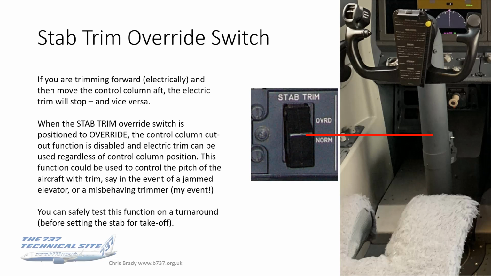This again you can safely test on your next turnaround. Again, please don't do it in flight. Please don't do it if you've already set the stab for takeoff. So at an early stage in the turnaround, try it. Try moving the control column forwards, and then trimming aft. And you know you won't be able to. If you move the stab trim switch to override, you will be able to.